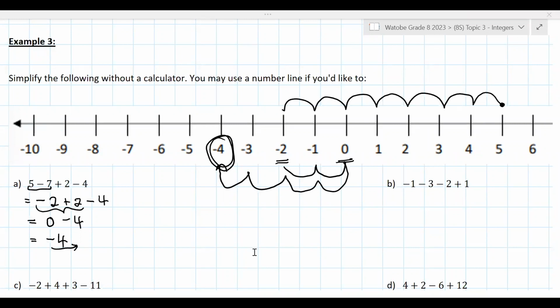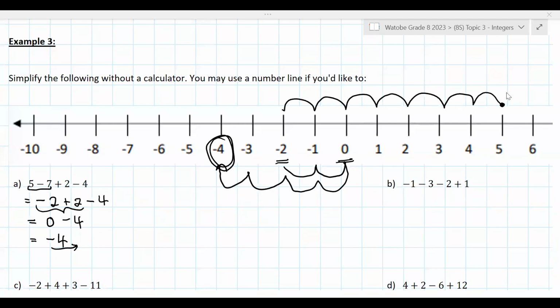Ma'am, I don't understand A, ma'am. For example, 3. Okay, so where are you getting a bit stuck? Which part? Ma'am, where you said -2 plus the first one, ma'am. The first line. Okay, perfect.